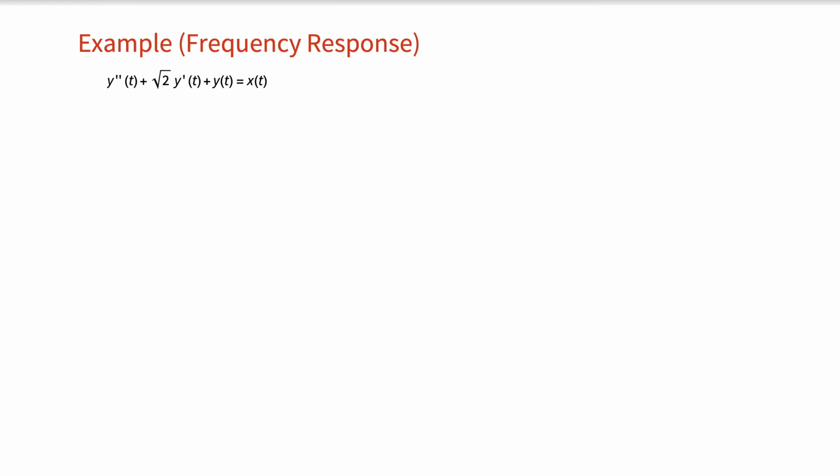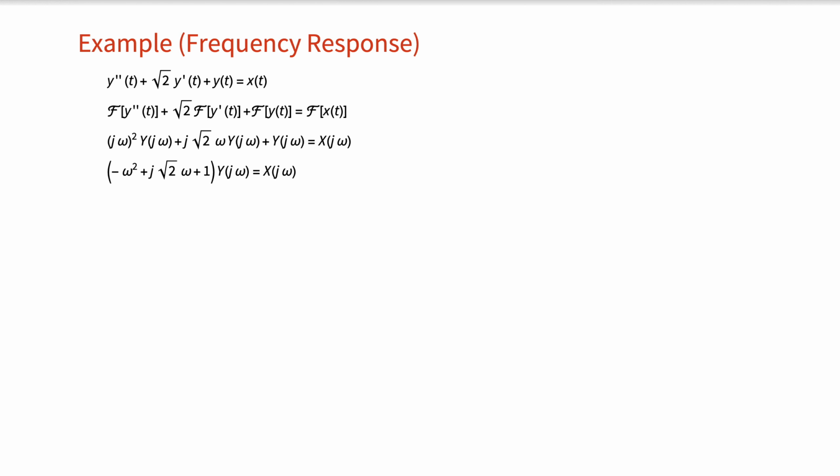Let's look at this example and find the frequency response and plot the magnitude spectrum of the second order system described by the differential equation shown here. Taking the Fourier transform and using the differentiation property of the Fourier transform, we get the expression shown here. And once we simplify the expression, the frequency response will be the ratio of the output to the input. We can also plot the magnitude and the phase of the filter H of j omega and see how they change over the values of the frequency omega.